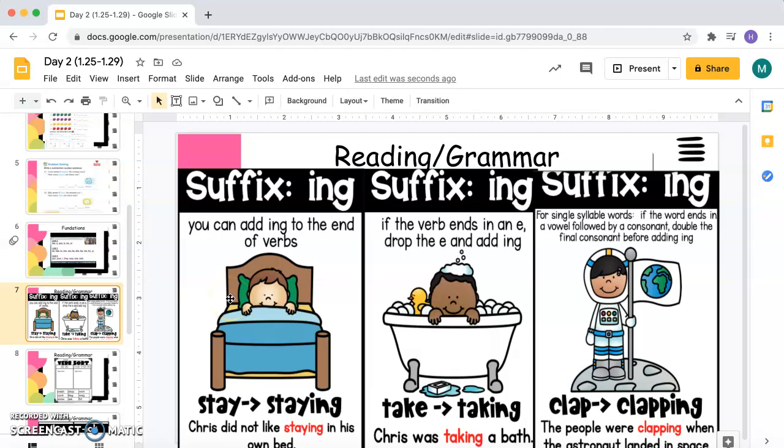For reading and grammar, we talked about yesterday, we were working on adding the suffix ing, okay? So if it is a verb, at the end we just put ing. If it has an E, we take the E off and then we add ing. If it is a vowel followed by a consonant, we will add a second consonant and then put ing.